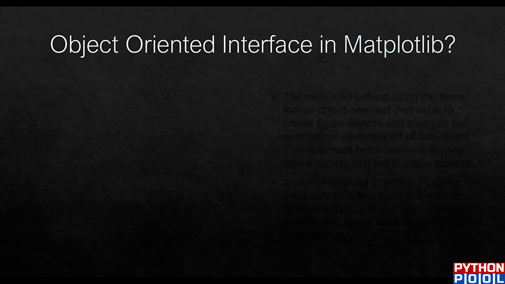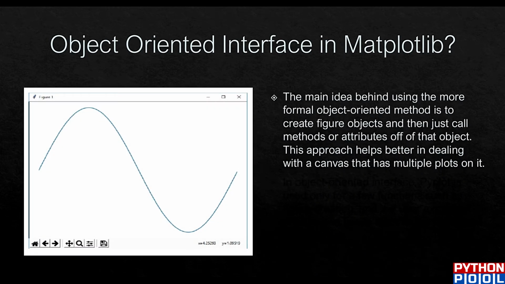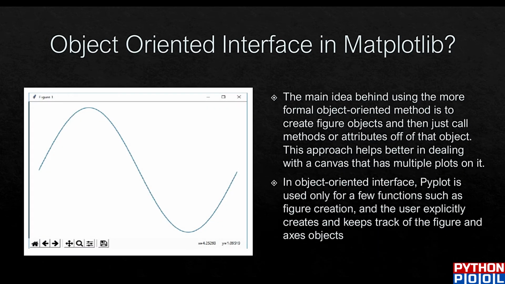Now coming to the object-oriented interface in Matplotlib. What is the object-oriented interface, and what is the main idea behind this? In programming, what is object-oriented programming? Everything which could be accessed with the help of a simple object, but could be encapsulated in a single unit called a class or a structure, you could say, is called object-oriented programming.